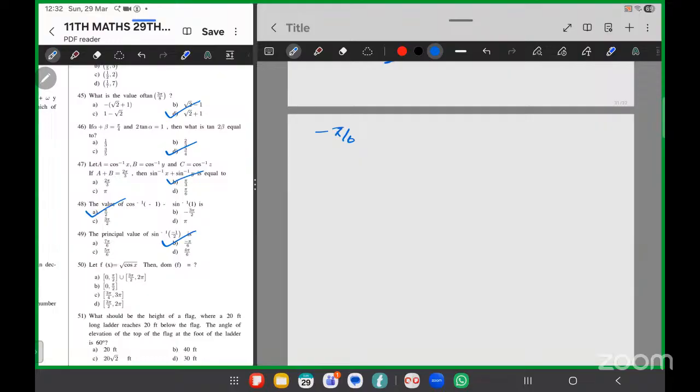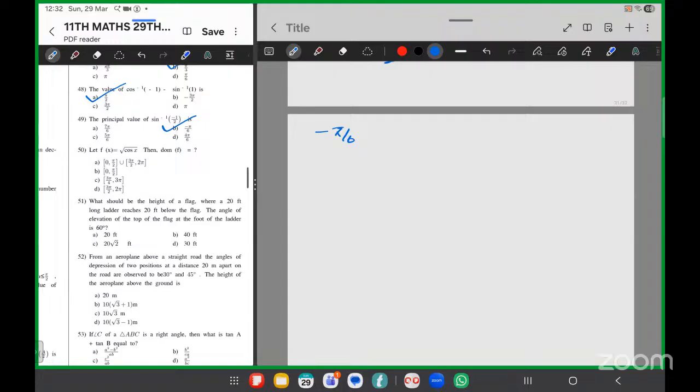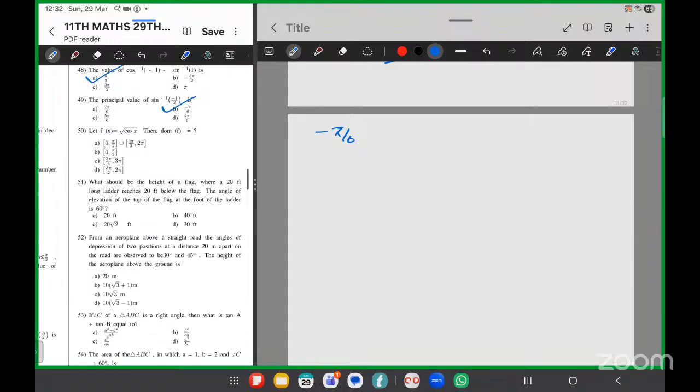Question number 50. f of x is equal to under root of cos x. Then find the domain of f. Domain of f means cos x cannot be negative in under root. A root function cannot be negative. So we know that the graph of cos is like this. So either 0 to pi by 2 or 3 pi by 2 to 2 pi. So 0 to pi by 2 is positive, and 3 pi by 2 to 2 pi is also positive. So option A is the correct answer.